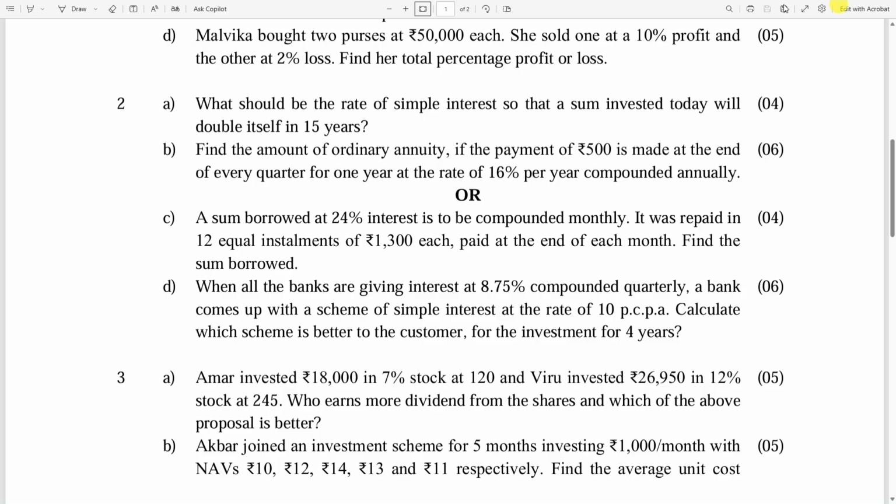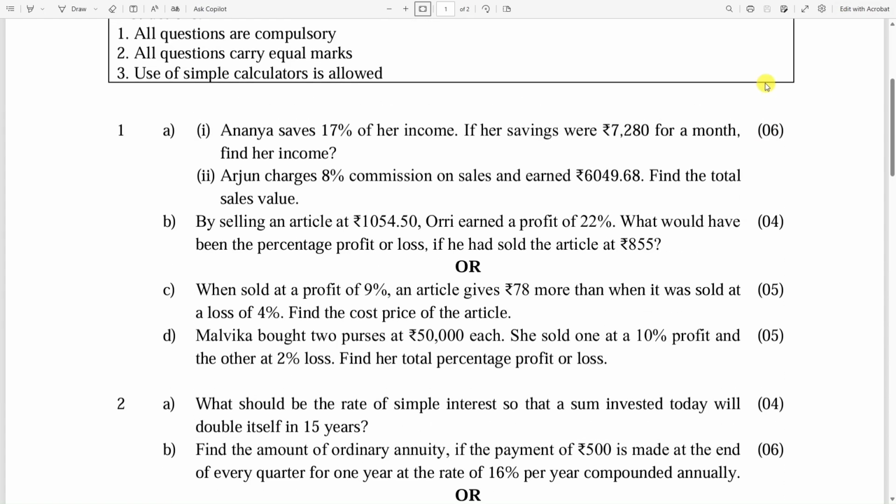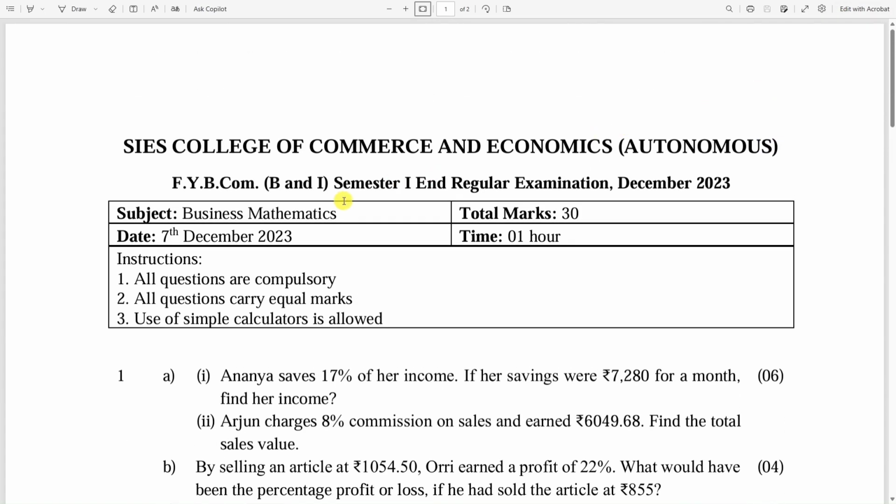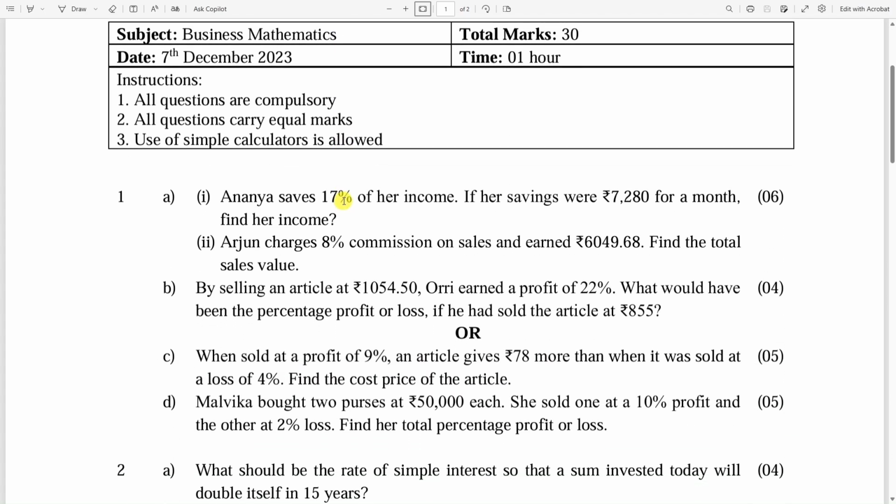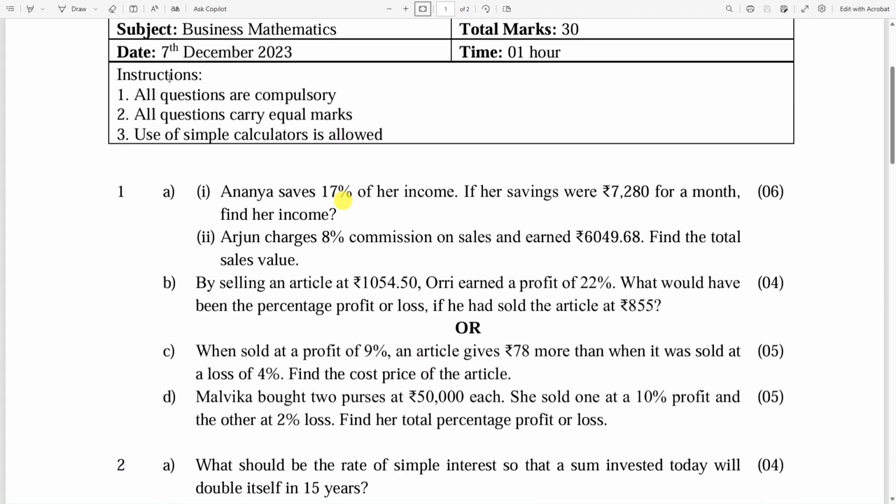Hello, good evening, dear students, and welcome to the second video in the previous year question papers. In the earlier video, we solved question number 1, which was from the topic percentage, profit and loss. Now, today we are going to move on to question number 2.